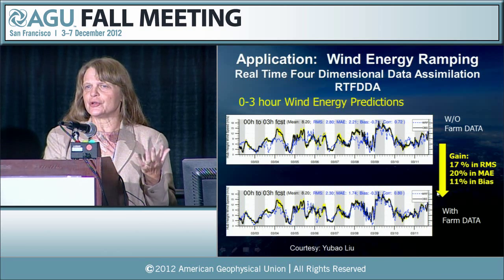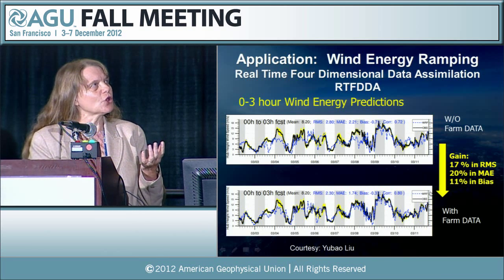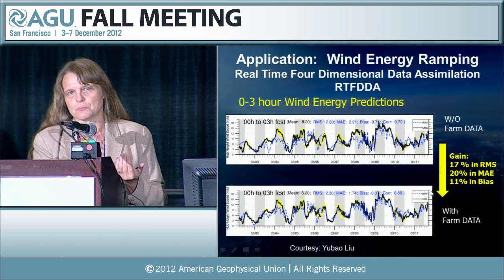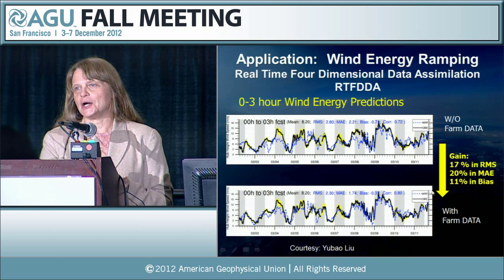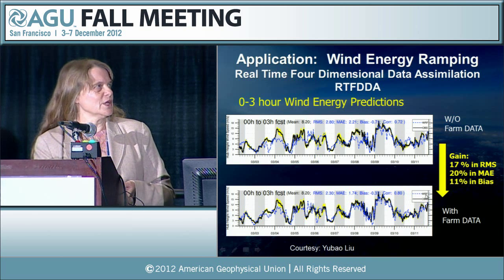Okay, that was a simple dispersion problem. Let's go back to that energy ramping problem. How do we recover information about ramps in wind?